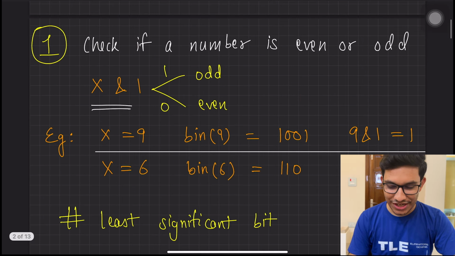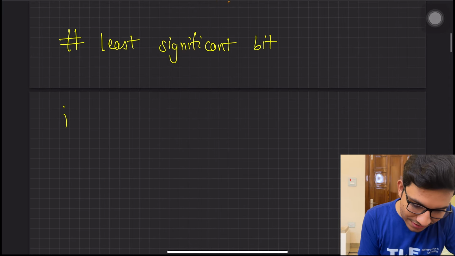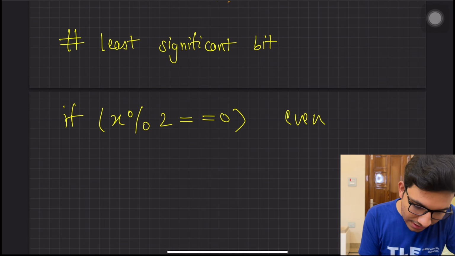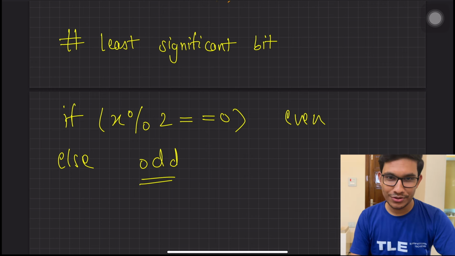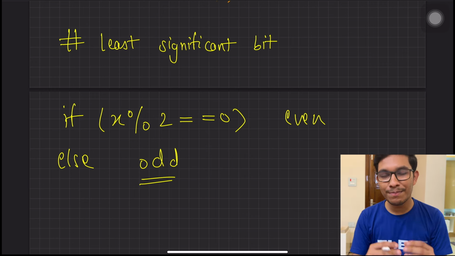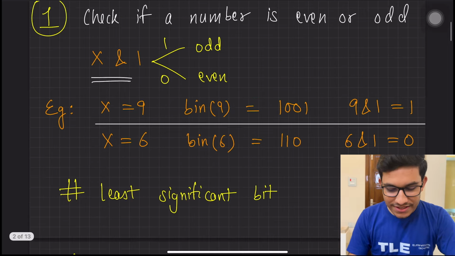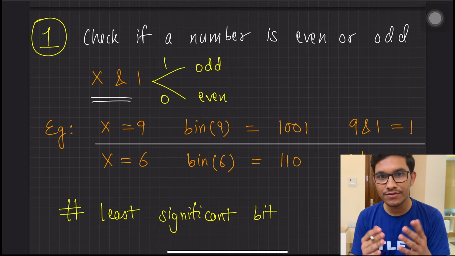The first trick is to check if a number is an even number or an odd number. A very easy way to check if a number is even or odd is to do something like if x modulo 2 equals 0, then you say that the number is even. Otherwise, you say that the number is odd, right? But what's the problem with this approach? The problem is that you're using the modulo operator. And like I said at the beginning of the video, the bitwise operators are much faster than multiplication, division or modulo operators. So what you can do instead is to check if the least significant bit in the binary representation of a number is 1 or not.